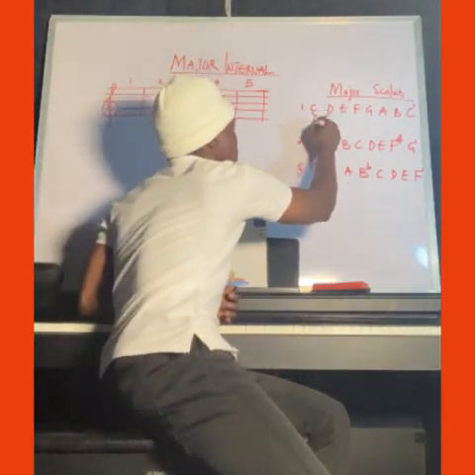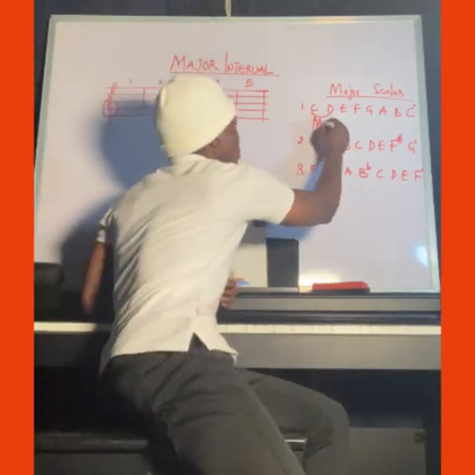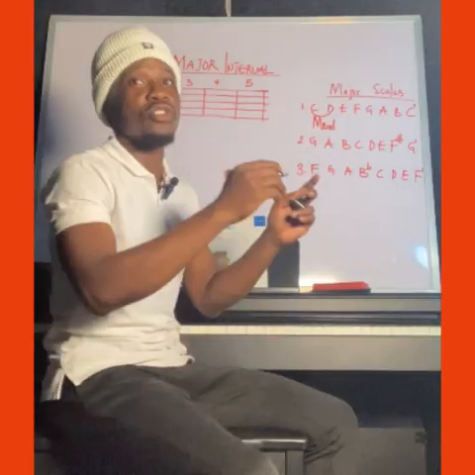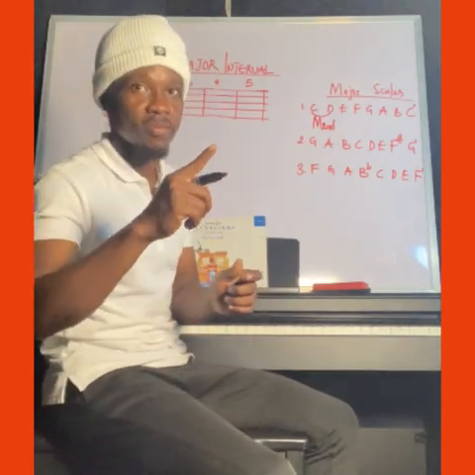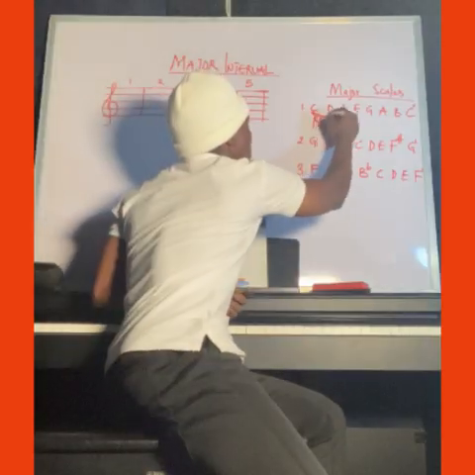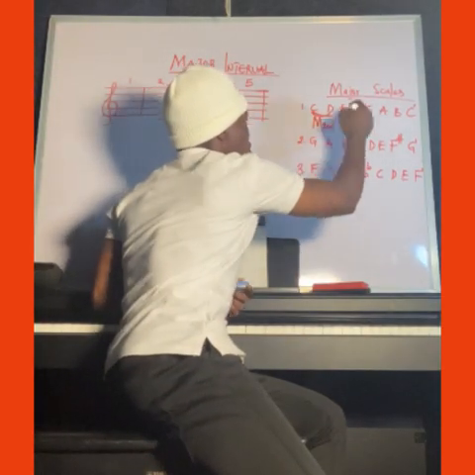So let me write that with a capital letter M, major, then second. Don't forget we use second, third. We don't say two, three. All right. So first note to the third note is what? A major third. Uppercase M, then third.